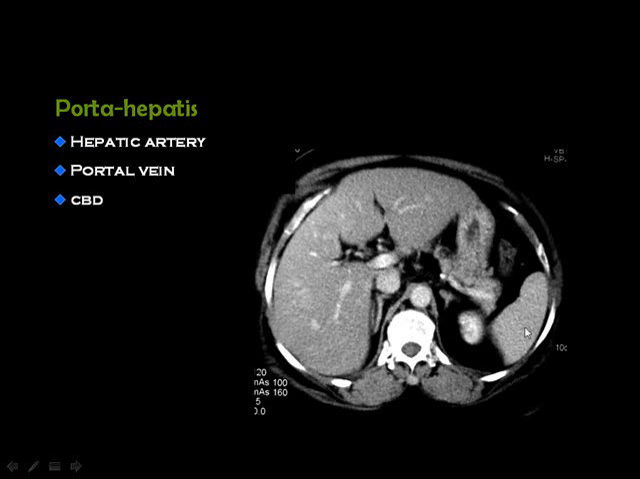And if you go back to the anatomy, you can easily say that this liver is fatty because it is slightly darker than the spleen.